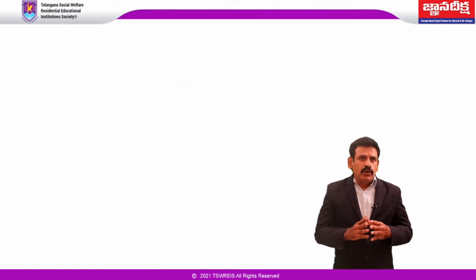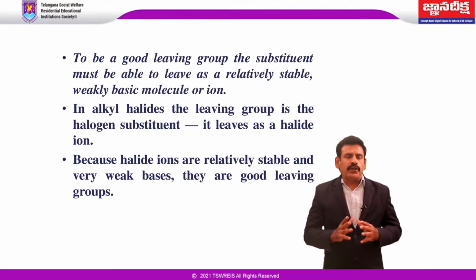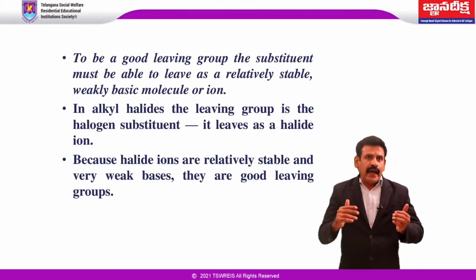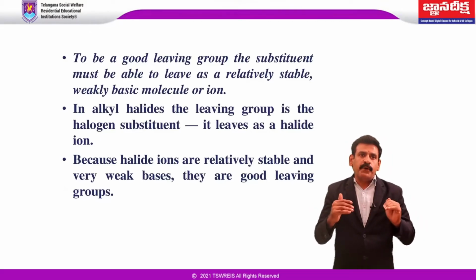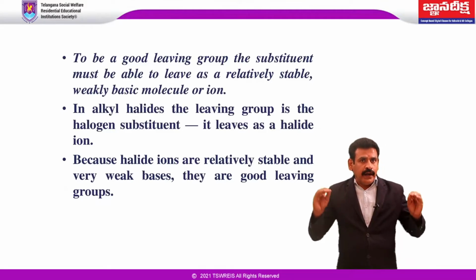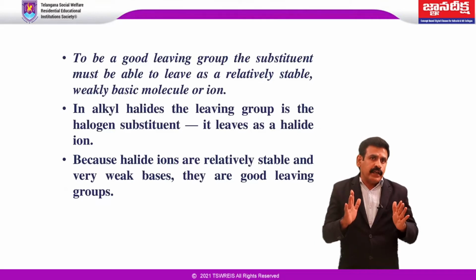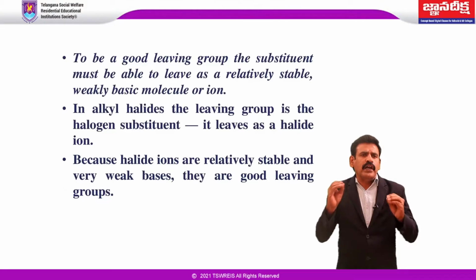To be a good leaving group, the substituent must be able to leave as a relatively stable, weakly basic molecule or ion. In alkyl halides, the leaving group is the halogen substituent. It leaves as a halide ion. Halide ions are relatively stable and very weak bases, so they are good leaving groups.